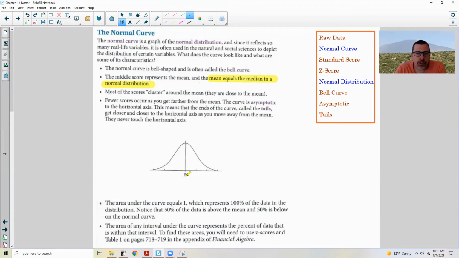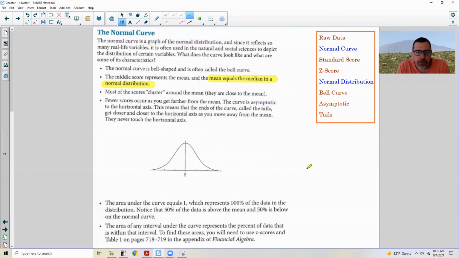Most of the scores cluster around the mean, and that makes the graph go up because the frequency is increased and then decreases again. Fewer scores occur as you get farther from the mean, either below or above. The curve is asymptotic to the horizontal axis. Having taken Algebra 2, you should know what an asymptote is. It's a line that a function gets really, really close to, keeps getting closer and closer, but never gets to it or crosses it. So this bell-shaped curve will never cross the x-axis. There's the definition of that.